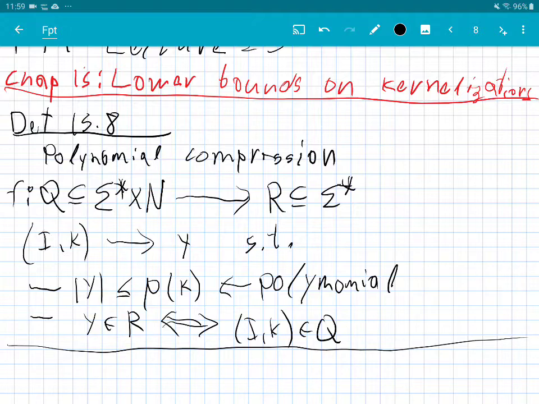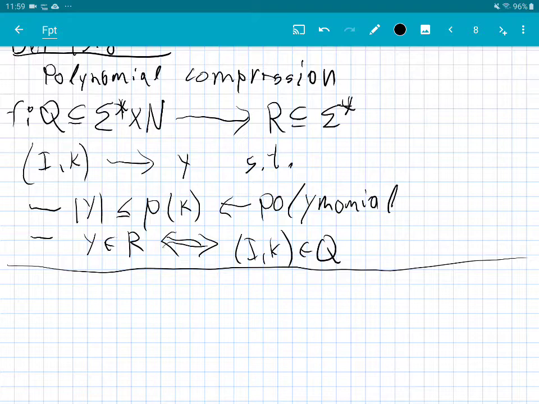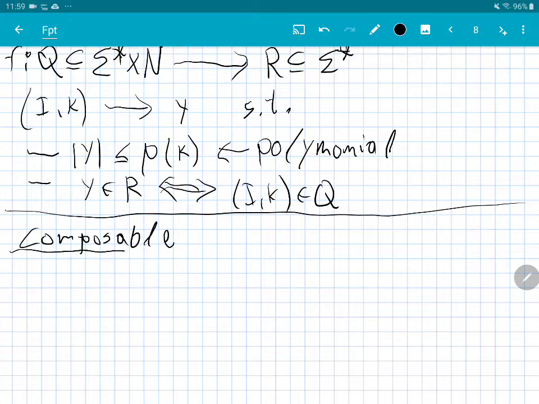And the intuition why for some problems it doesn't exist is because certain problems are composable. And the intuition is that if a problem is composable, then it cannot have a polynomial compression. We are all speaking here about problems that are at least NP-hard. So okay, let's formally define this composition.